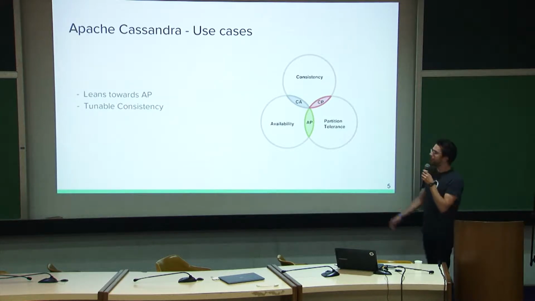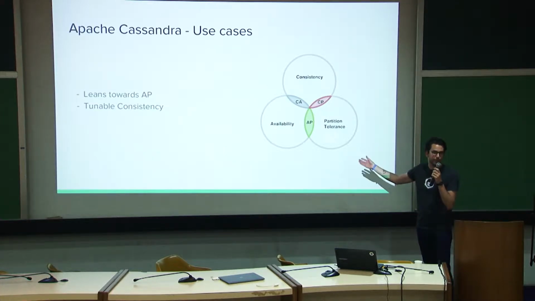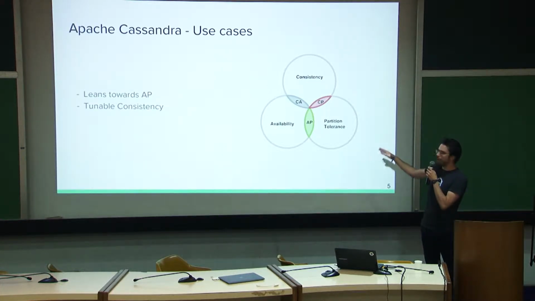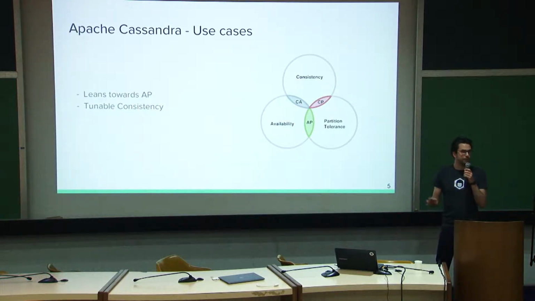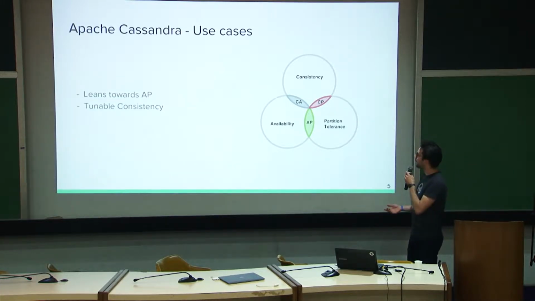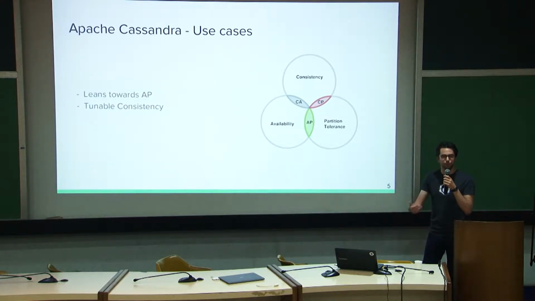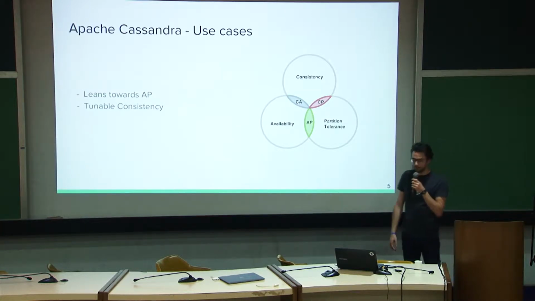On the CAP theorem, Cassandra stands between availability and partition tolerance, so it's towards the AP side of things. And regarding consistency, Cassandra allows you to tune the consistency you want to use for each of your queries, so that you can make the trade-off yourself and choose where you stand in that trade-off in the theorem.